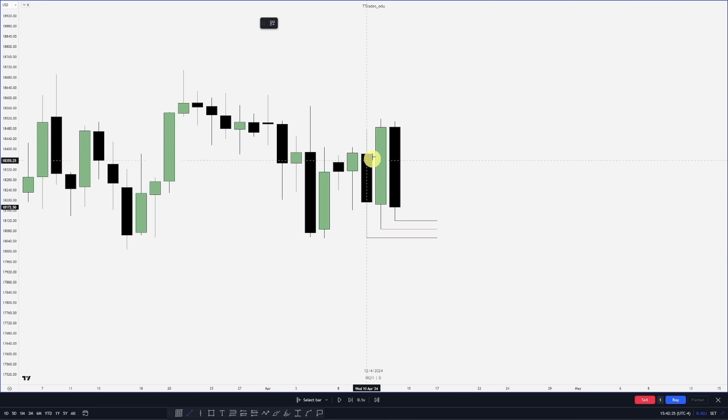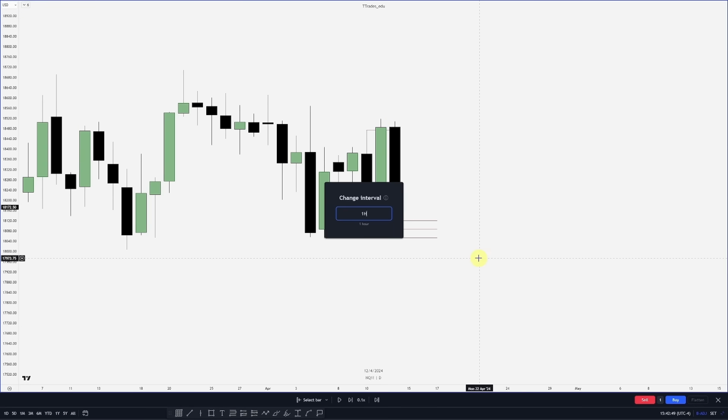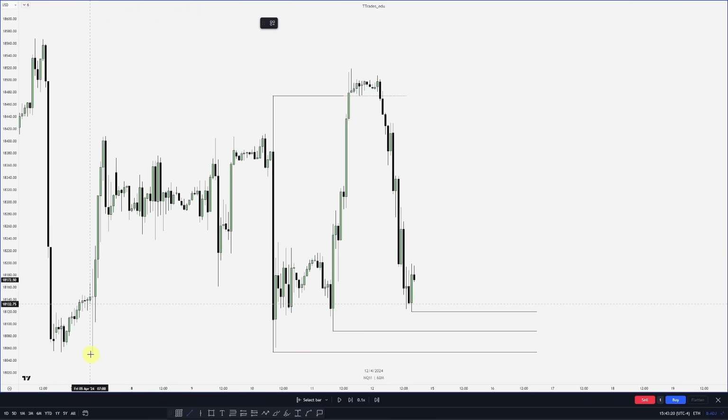If we look at the high end of this, what do we see? Well, we see that this second day here took out this first day's high. Let's drop down to the hourly chart to see what this looks like. So down here on the hourly chart, you can see we actually have another low resting right here.